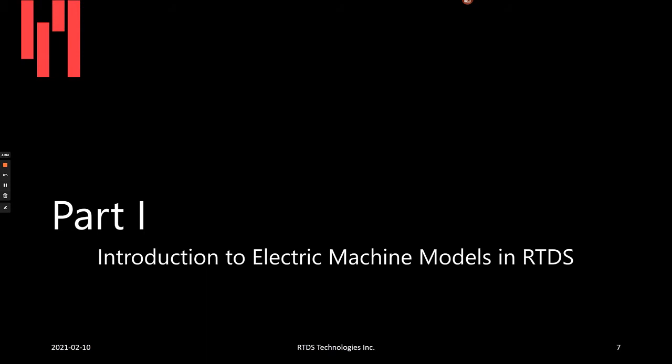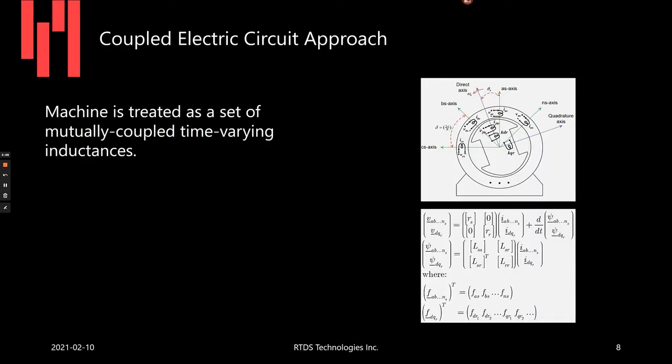Part one of this presentation is done; now we move on to the introduction to electric machine models in RTDS. In our solution, we used a method called the coupled electric circuit approach. Here, the machine is treated as a set of mutually coupled time-varying inductors.